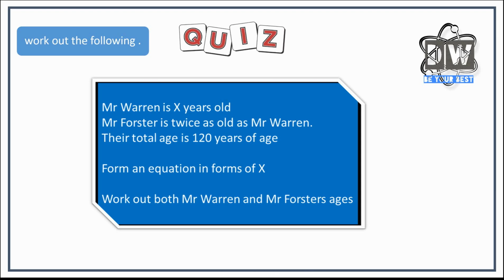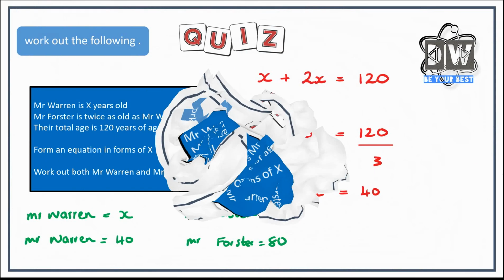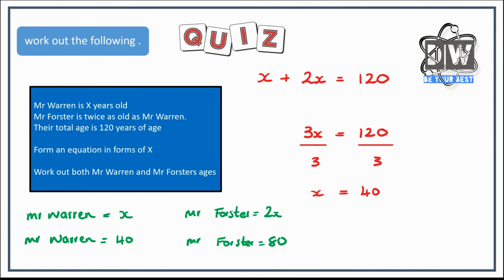All right, so here we go. Answers. So Mr. Warren was X, so his is 40, and Mr. Forster was 2X, so he's 80. And that makes perfect sense, doesn't it? 40 plus 80 gives me 120. Hopefully you've got all that correct.